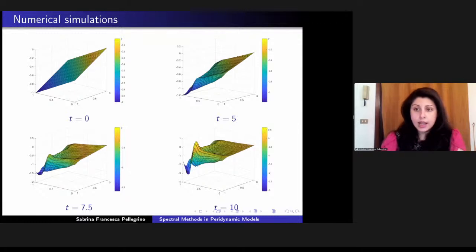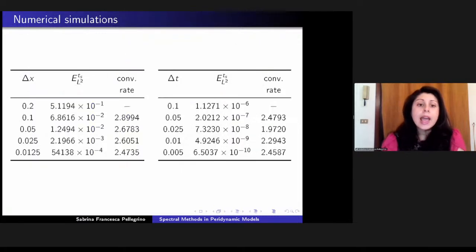And in the same setting, we also perform an error analysis by computing the L2 relative error at a specific time, by considering the difference between the exact solution and the numerical solution, both with respect to the space step and the time step. In each case, we find a second order of convergence rate, and this is in accordance with our theoretical results.